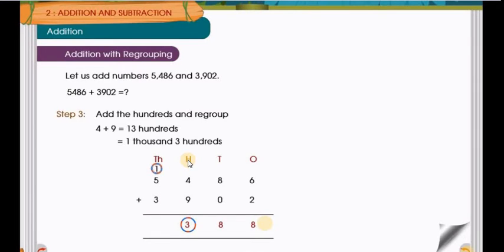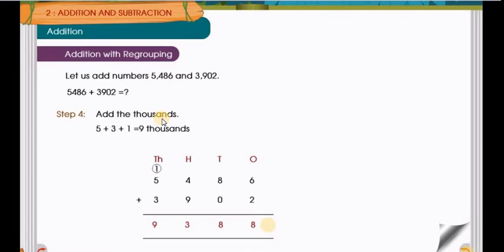Now children, we have to add hundreds. So here 4 plus 9. If we add 4 plus 9, what are we going to get? 13. So we are getting 13 hundreds. It is in the hundreds place, no? So 13 hundreds. Here 1 is in thousands place and 3 is in hundreds place. So we have to write 3 in hundreds place and 1 goes to thousands place. Okay children? 13 is a 2-digit number. Next step.